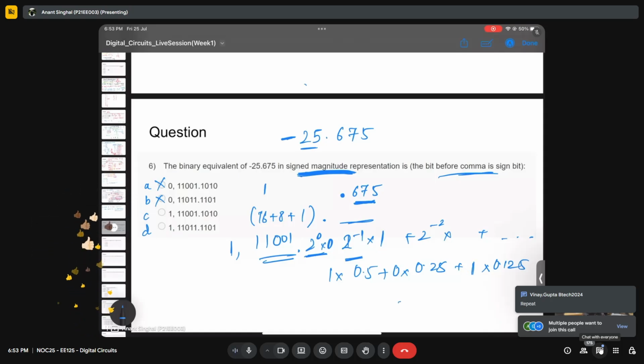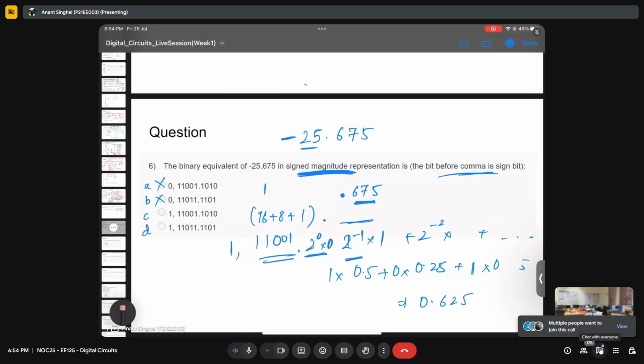Yes, right, because it will be something like 0.625. Okay, I think 1010. Have I done it correctly? 0.5, 125. Oh, sorry. So this will be 0.175, not 25. My bad.